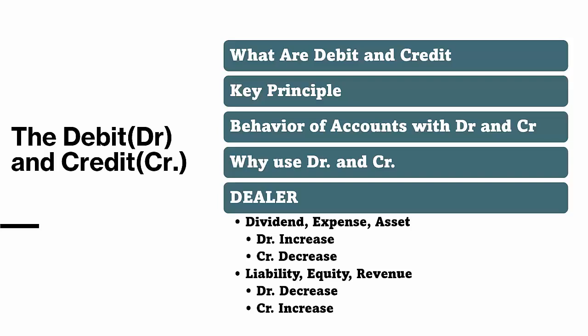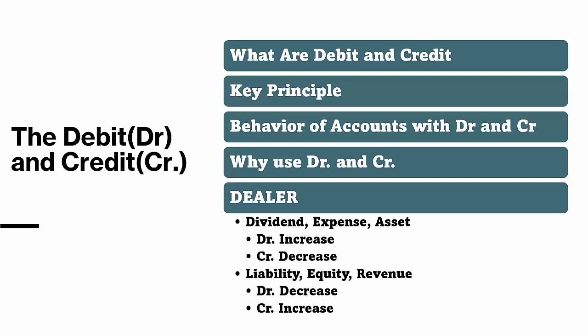A simple way to remember debits and credits. Here's a helpful tip: DEALER can help you remember which accounts increase with debits and which with credits. Dividends, expenses, assets: these three types increase with debits. Liabilities, equity, revenue: these three types increase with credits.